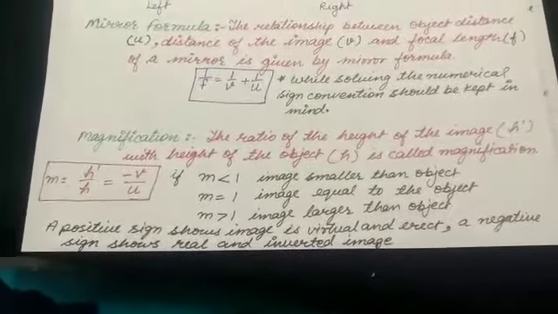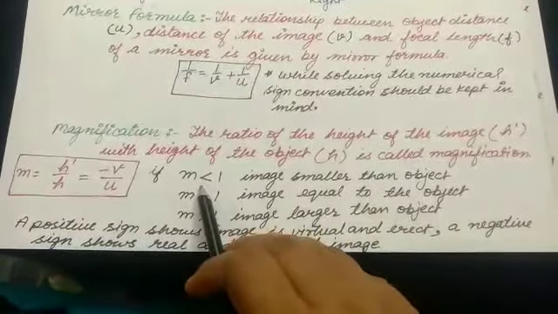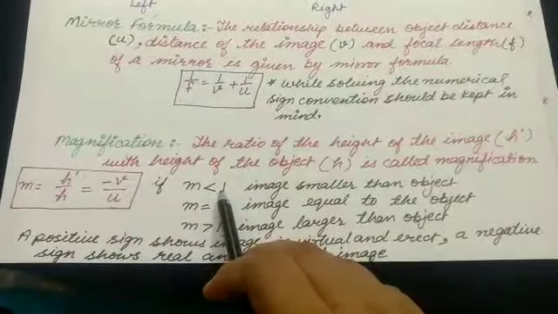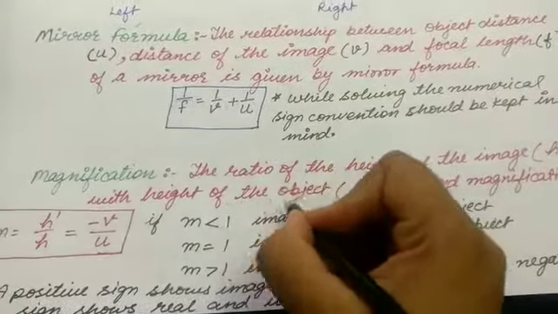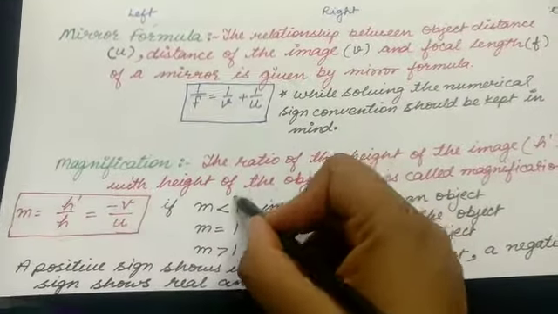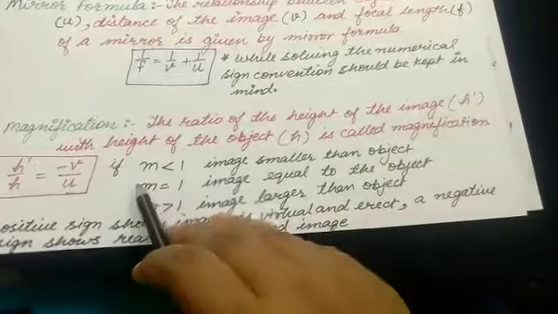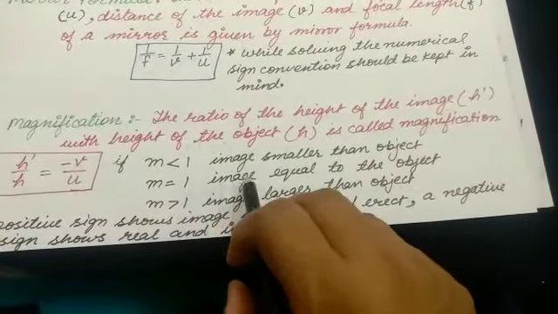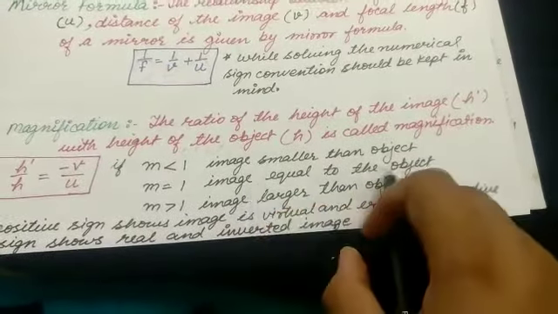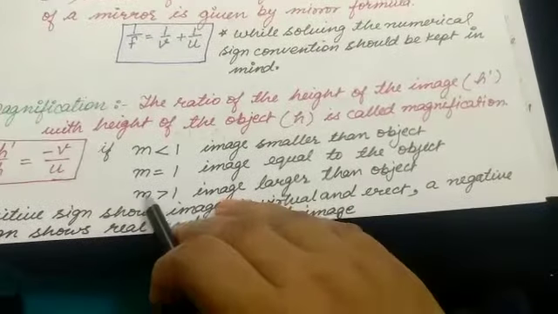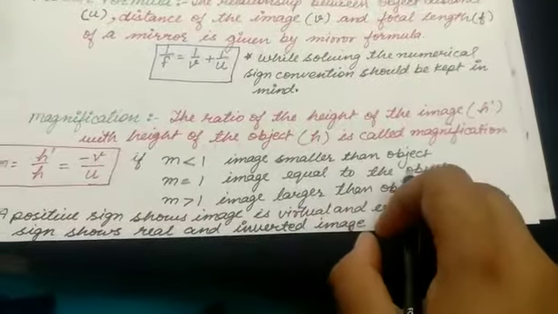So what things will we get to know if the magnification is lesser than 1? Lesser than 1 means it can be 0.1, 0.2, 0.9, whatever. If the value is lesser than 1, it means the image is smaller than the object. If the magnification is equal to 1, it means the size of the image is equal to the object. And if the magnification is larger than 1, it means the image is bigger than the object.